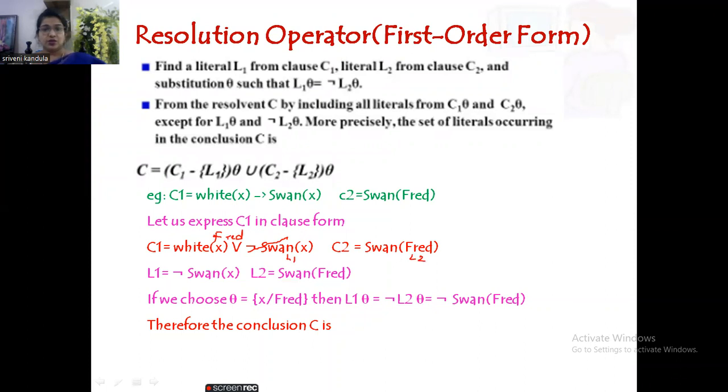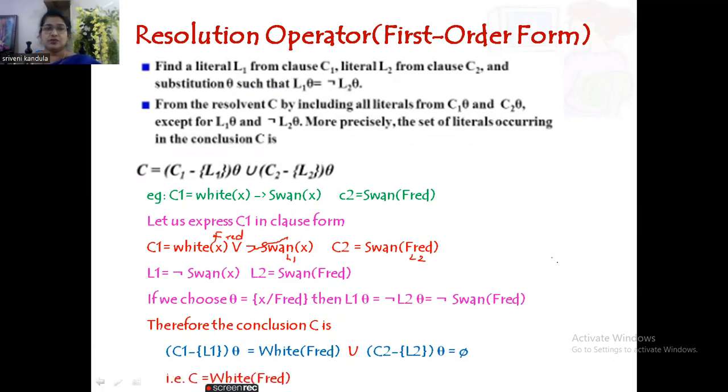Okay. So then what should I do? I should remove L2 from C2. Already there is only a single literal here. So if I remove this, I will be getting a phi. Okay. So phi into theta, nothing to substitute. So this is phi. So the conclusion: we have to perform a union on these two. So ultimately the conclusion that you will be getting is Whitey of Fred. Okay, so this is how the resolution operator works in the first order form.